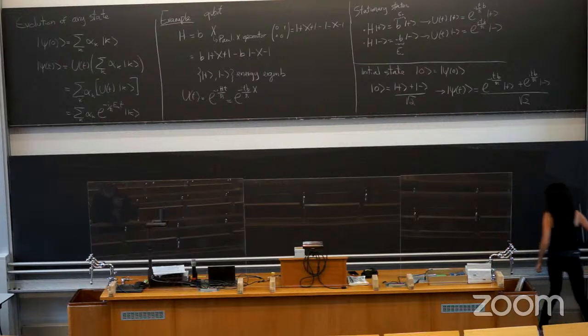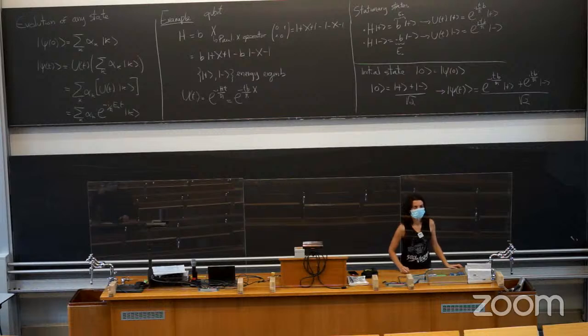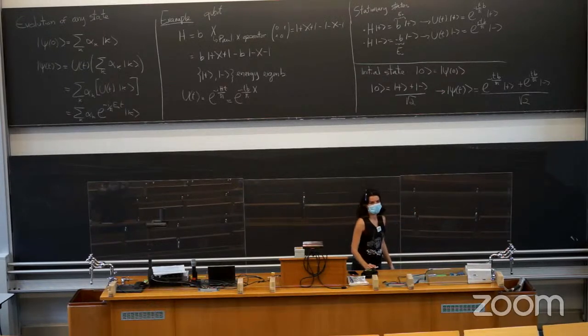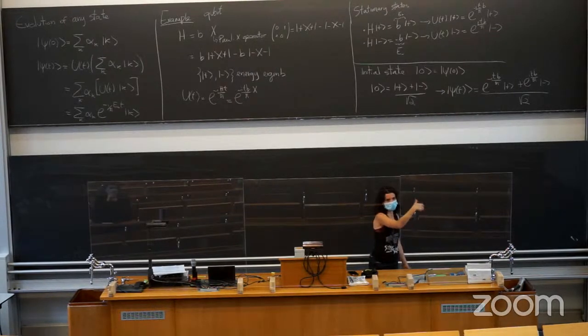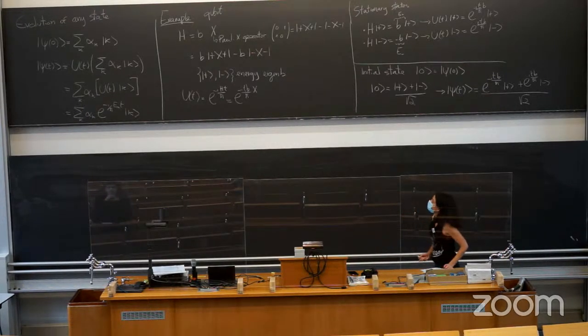Okay. Yes. The zero state is not a stationary state. The zero state is our initial state. It could be anything. It's like I prepare an electron in the zero state, and now I put it in the magnetic field, and I want to see how it evolves. It's part of the specificity of the example.